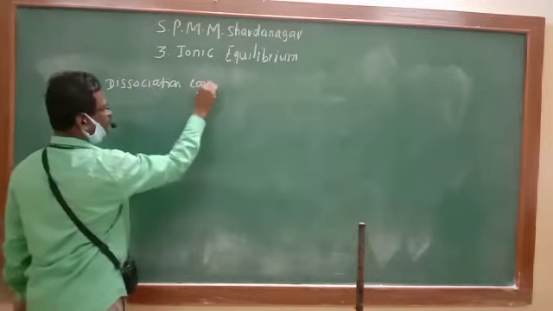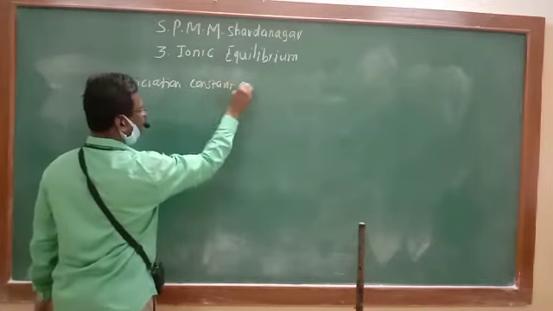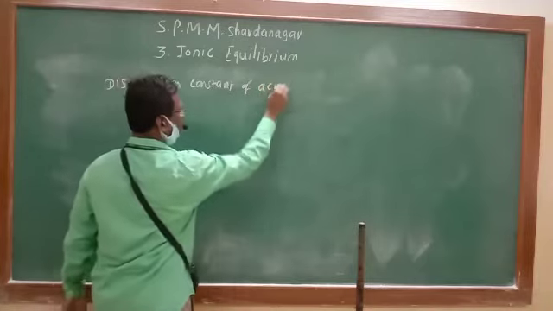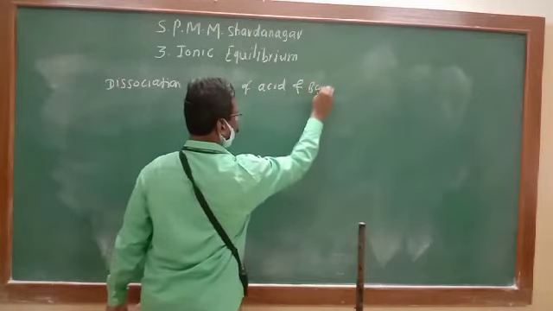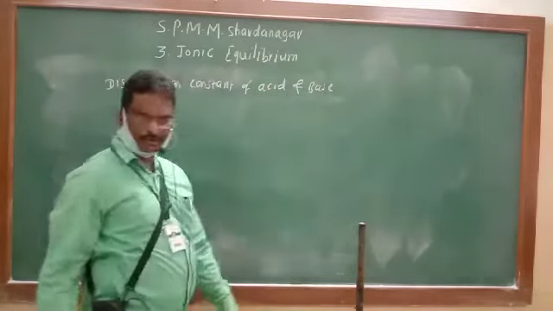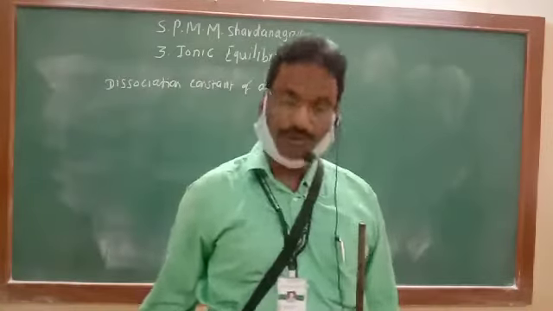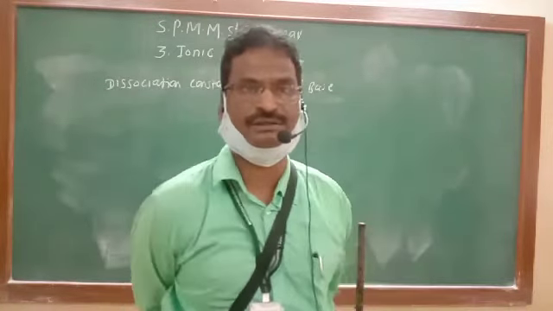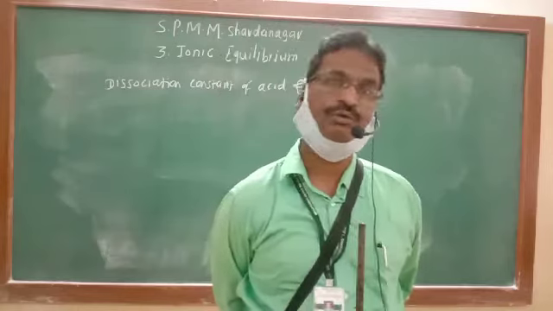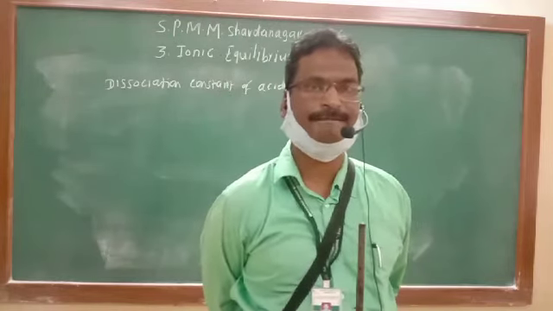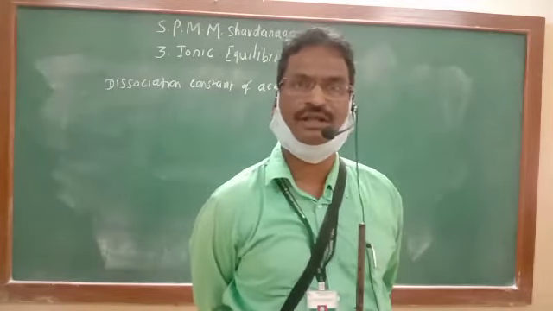Dissociation constant of acid and base. For a reaction, we know the equilibrium constant. How to calculate the equilibrium constant for a given chemical reaction, that we know.